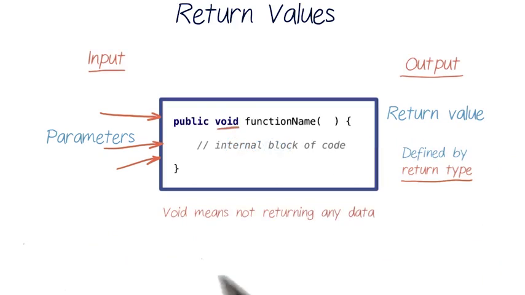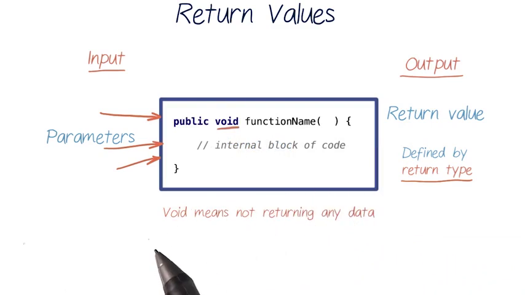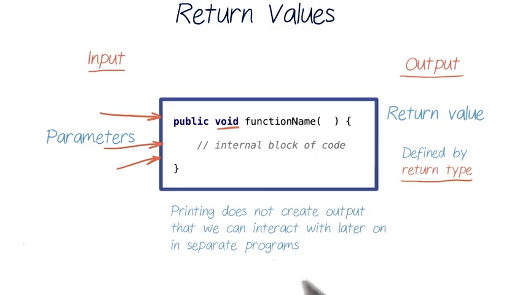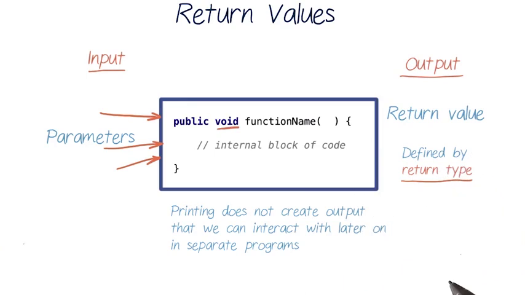So far, we've been making functions that look like this, with a return type of void. Void means we're not returning any output data. But you might be thinking, what do you mean we're not returning output data? We've been printing out text this whole time. Well, when we've used System.out.println to print text on our screen, the printing is just for our eyes. Printing just displays text on a screen. It doesn't create any output that we can interact with later on in our programs.